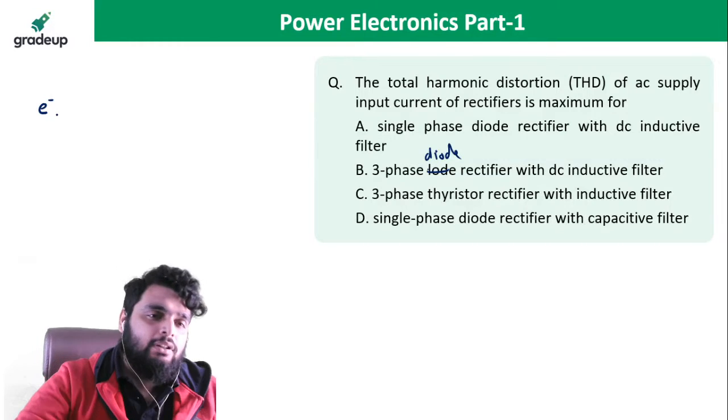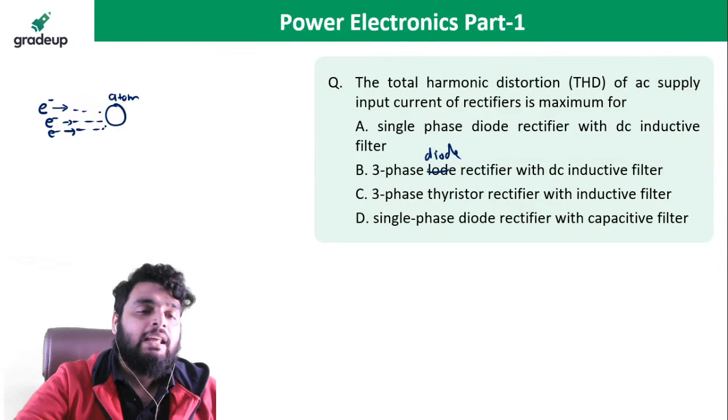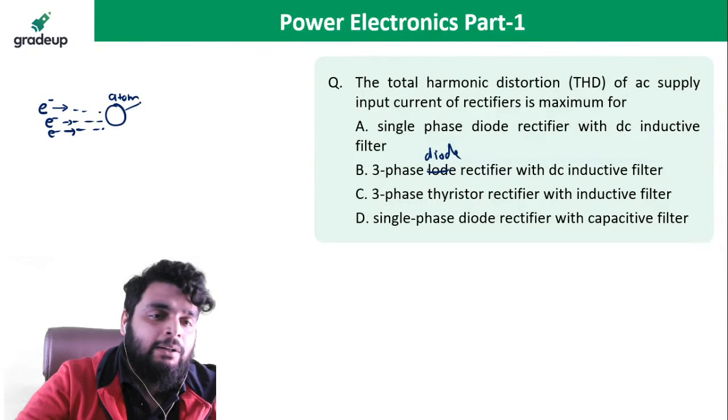Assume that an electron is flowing in some path, and then it will strike an atom. Let's suppose it is striking an atom. When it strikes the atom, it will release its own electron.